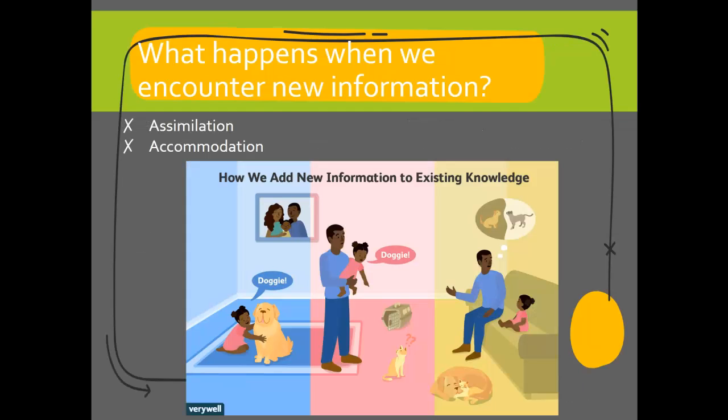What happens when we encounter new information? The terms assimilation and accommodation explain how we add new information into what we already know. In the picture there, the little girl has learned what a doggy is because her family has their own pet dog. But then she goes somewhere else and she encounters a cat and she calls the cat a doggy. So in this case, these are examples of the terms assimilation and accommodation.